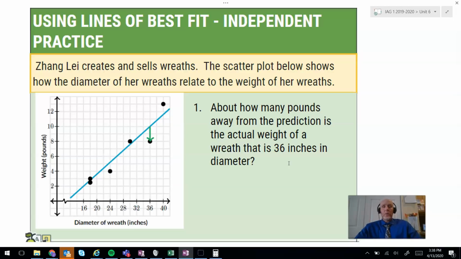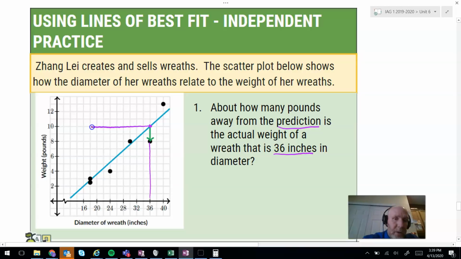Okay, so hopefully you've done that. So about how many pounds away from the prediction? Let's check the prediction here. At 36 inches, the line of best fit, which represents our prediction, was 10. The actual, though, was only 8. So the actual was 2 pounds lower. We can use 2 lbs lower than predicted. Okay, that's all we needed to have here.